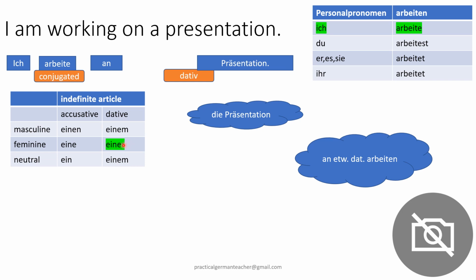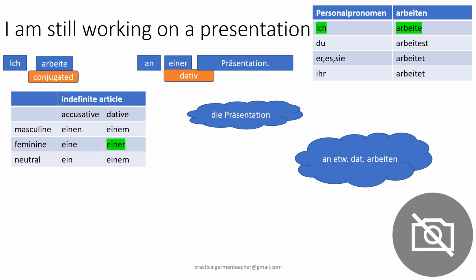Again, pronunciation of eine and einer is the same. Sometimes when you're learning for the first time, you can emphasize the R part as well, but you don't have to. So you can say ich arbeite an einer Präsentation, but you don't have to. You can just say it as ich arbeite an einer Präsentation.